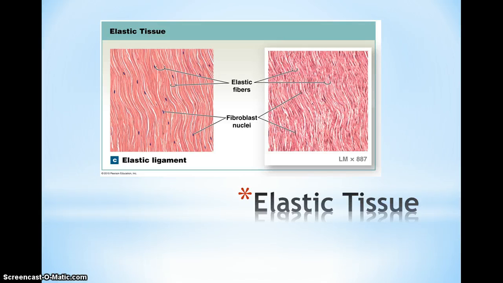Elastic tissues. It is very similar to a dense regular tissue, but it has more elastic fibers, and this would be common in the elastic ligaments between the vertebrae.